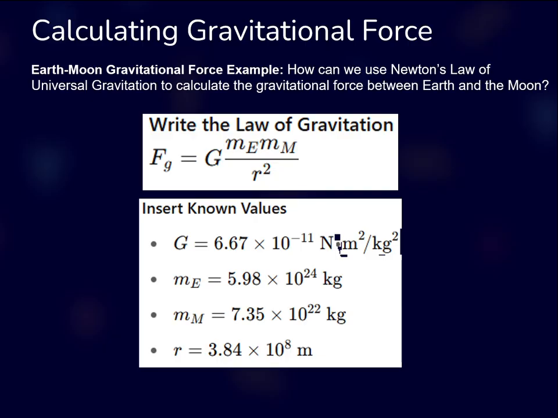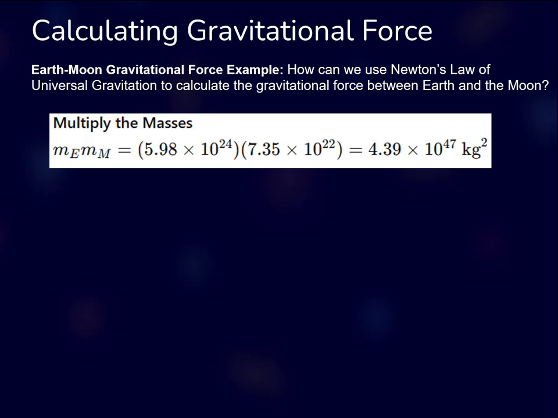The mass of the Earth is 5.98 times 10 to the 24th kilograms. The mass of the Moon is 7.35 times 10 to the 22nd kilograms. The distance between them would be 3.84 times 10 to the 8th meters. And then big G is always 6.67 times 10 to the negative 11th Newton meter squared over kilogram squared.